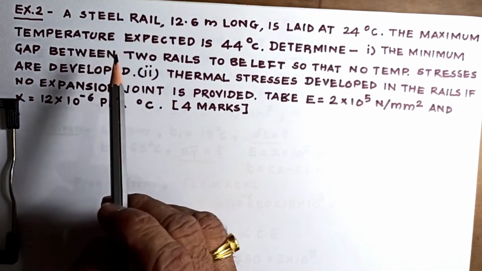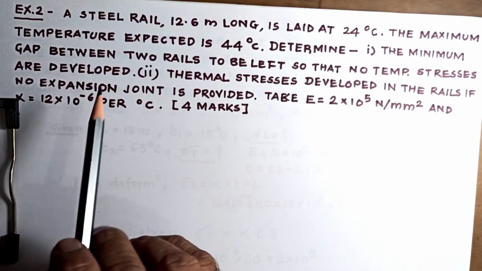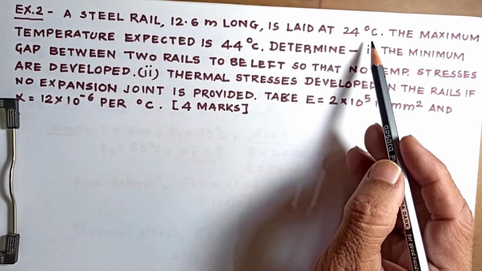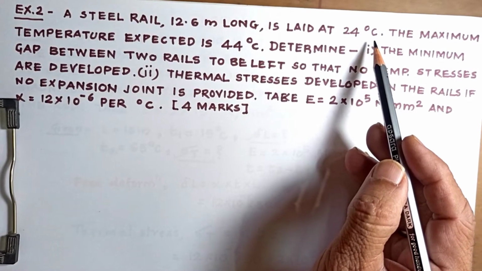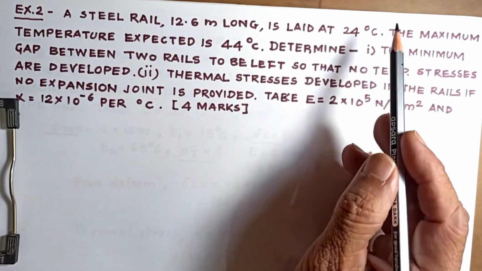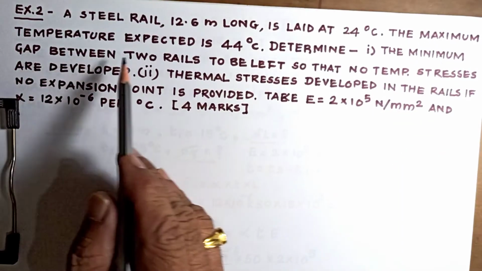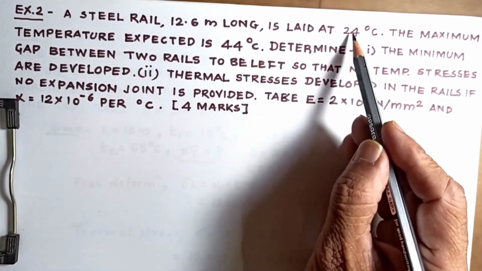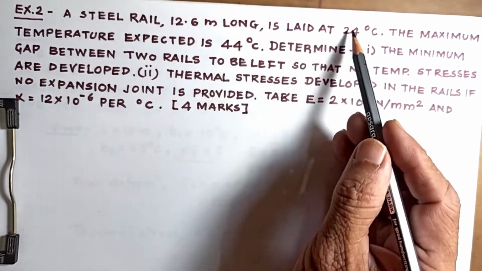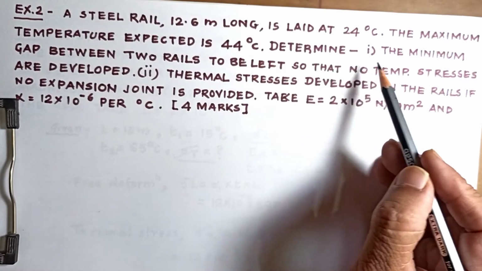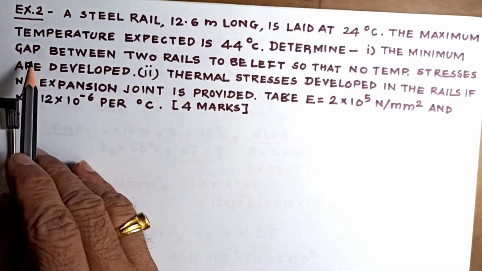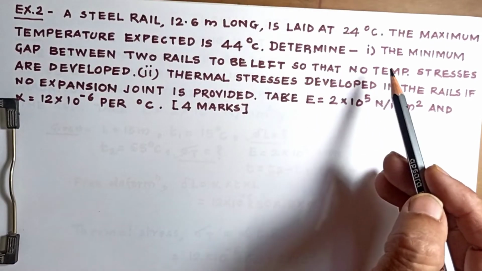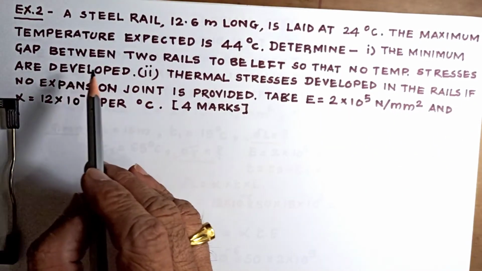A steel rail 12.6 meter long is laid at 24 degrees Celsius. When these rails are laid, the temperature was 24. The maximum temperature expected is 44 degrees Celsius. In short, this is T1, this is T2. So this is rise in temperature. Determine 1. The minimum gap between two rails to be left so that no temperature stresses are developed.